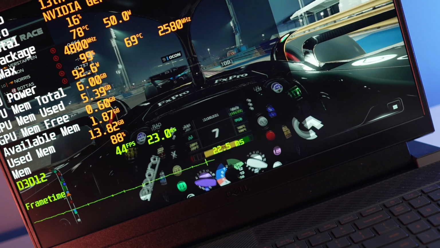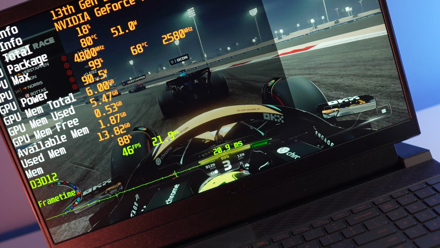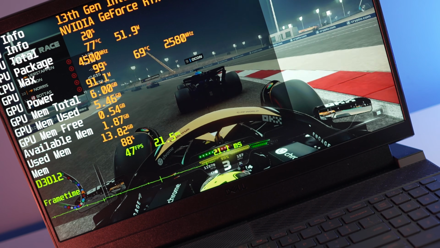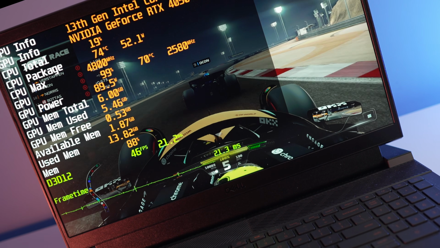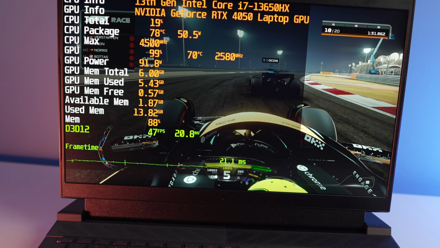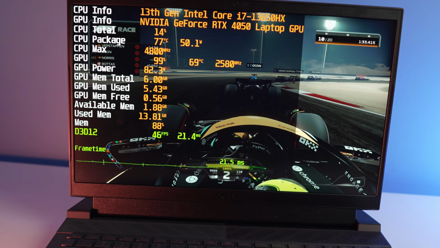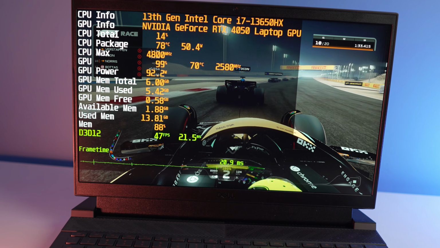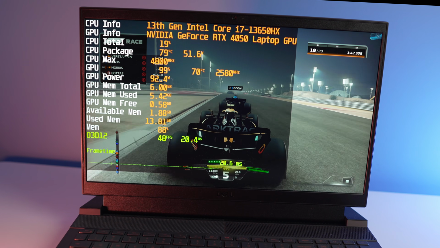As we jump into the balance mode, or excuse me, the performance mode, we see here that there is a slight difference in terms of the CPU performance. We're getting closer to about 80 degrees on that CPU now, much more consistently than we were in the balance mode. However, the GPU is still staying nice and cool right at around the 70 degrees mark, with about 93 to 94 watts still being pushed to that GPU, the RTX 4050 in this Dell G15.